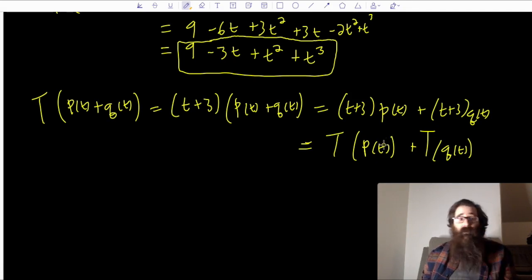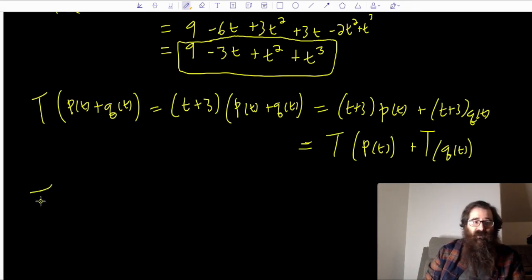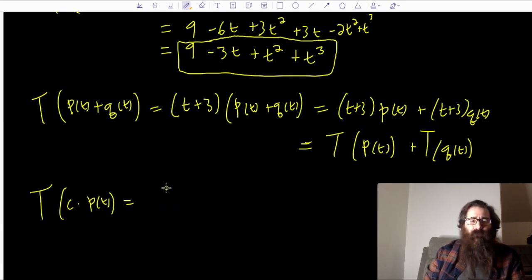There's another property we have to show. Let's say we just have one polynomial p at t, and we're going to scale it, c times p at t, and throw it in the transformation. So what does our transformation say? It says, whatever you give me, I'm going to multiply it by t plus 3. So t plus 3 times the polynomial c times p at t.